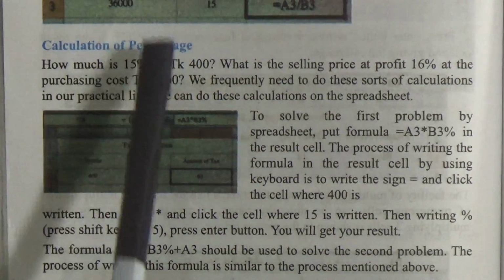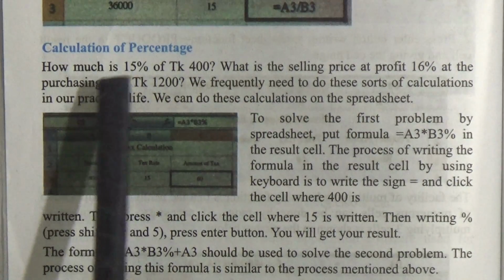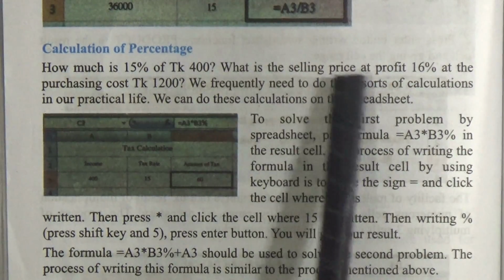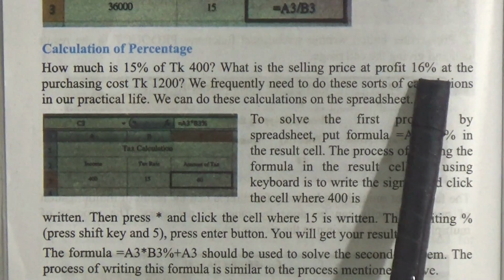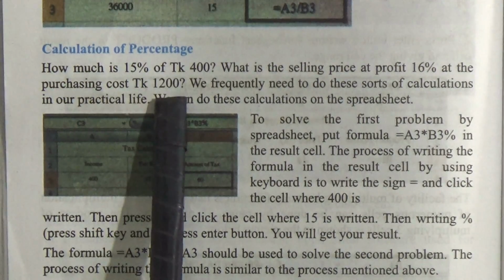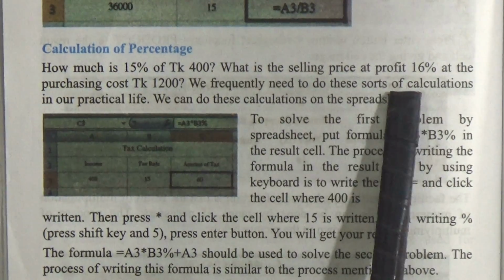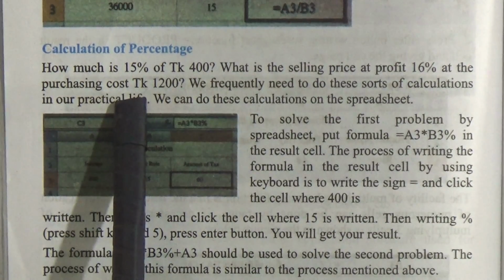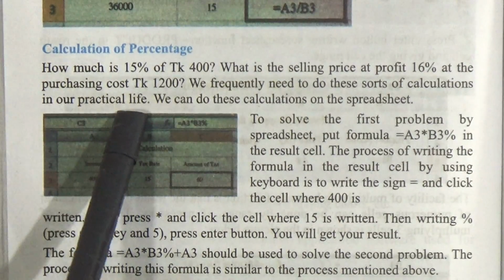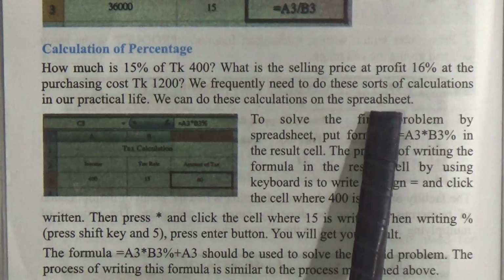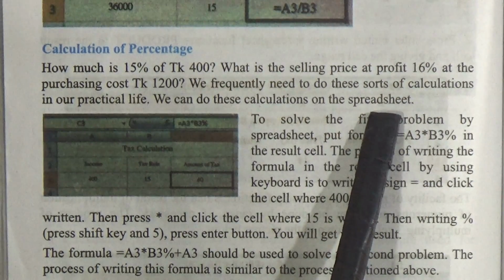Calculation of percentage. Now we will learn how we can calculate percentage. How much is 15% of Taka 400? What is the selling price at a profit of 16% on the purchasing cost of Taka 1,200? We frequently need to do these sorts of calculations in our practical life. Yes, we have to do all these calculations in our real life. We can do these calculations on the spreadsheet. So using spreadsheet, we can easily do calculation.